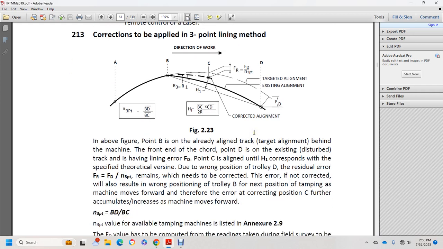Above the point B is the already aligned track with the target alignment. Behind is the machine, with the front end with the point D on the existing track having lining error FD. Point C is aligned with H1 corresponding to the specified theoretical versine. With D in the wrong position, the trolley error FR is equal to FD over the number of 3 points remaining, with the need for the corrected error and the error not corrected, resulting in the wrong position of trolley B at the next tamping position as the machine moves forward. Therefore the error in correcting position C accumulates and increases as the machine moves forward. MP3 is equal to BD over BC. The MP3 value for the available tamping machines is listed in Annex 2-9.